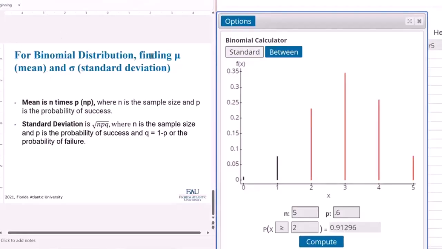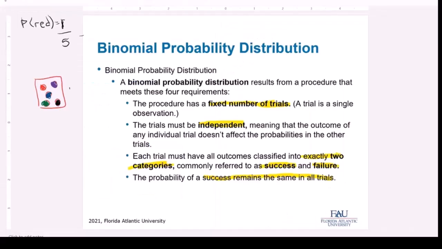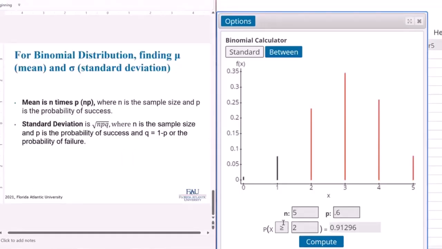For a binomial distribution, if I want to find the mean or the standard deviation or both, we multiply n, which is the number of trials, times p, the probability of success. If I wanted to know the mean of 60% of adults that believe in the devil, that's equal to n times p. 5 times 0.6 is 3.